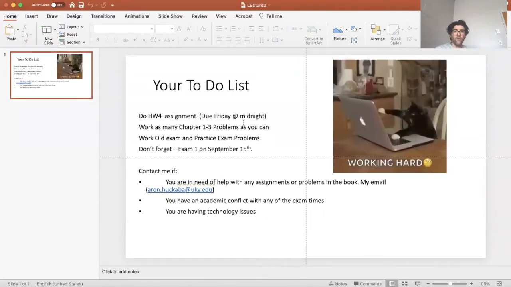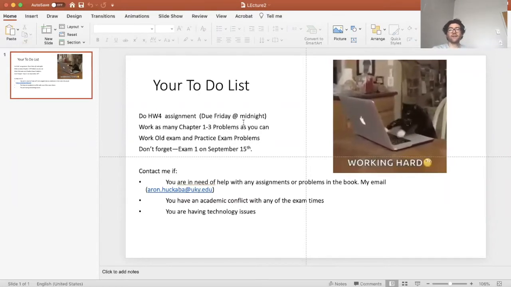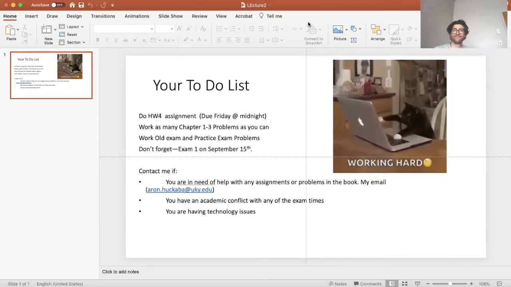You have the homework 4 assignment, it's due Friday, as well as working as many Chapter 1 through 3 problems as you can, because hopefully you have already done a bunch of the Chapter 3 problems and done the Chapter 3 reading. Please don't forget that the first exam is on September 15th, and go ahead and start trying to work the old exam and practice exam problems. Good luck.